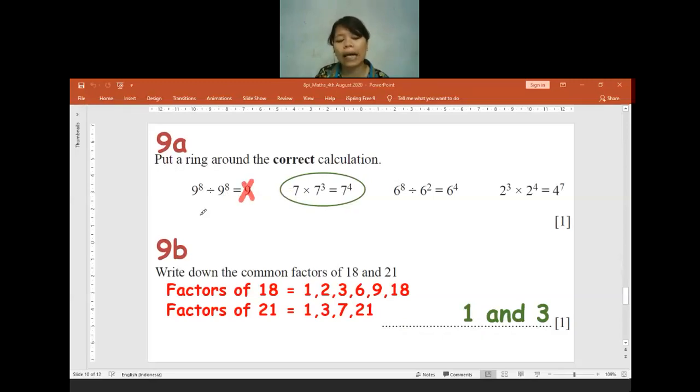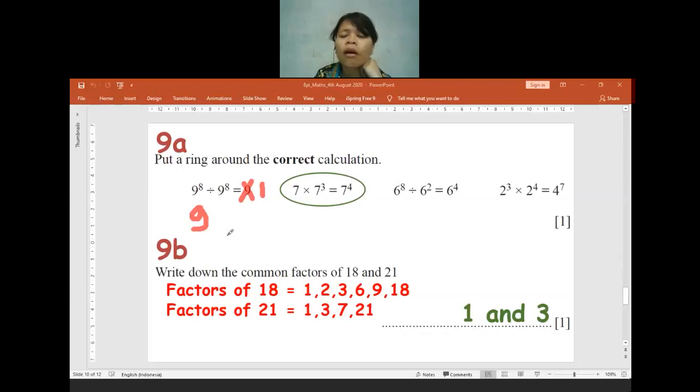Can you tell me the correct answer? Hello? Are you there? Yeah, 9 to the power of 8 divided by 9 to the power of 8. Can you tell me the correct answer of this calculation? Because the answer is not 9. Can you tell me what number? Yeah, the answer will be 1. If I want the answer in the indices form, it will be 9 to the power of how many?